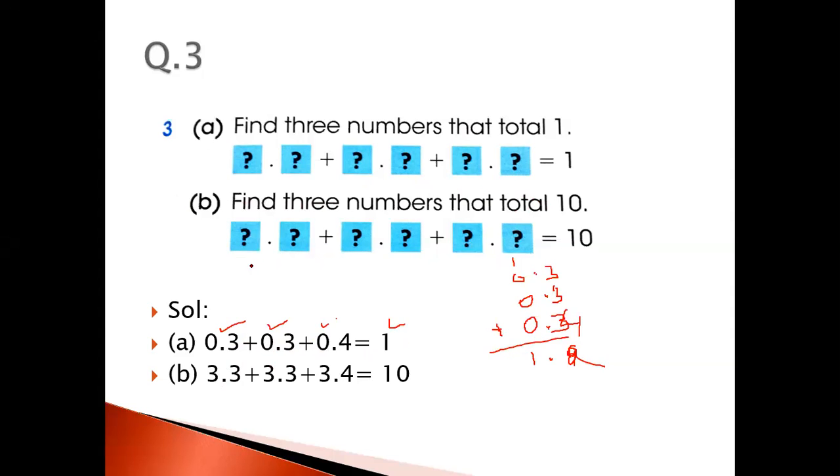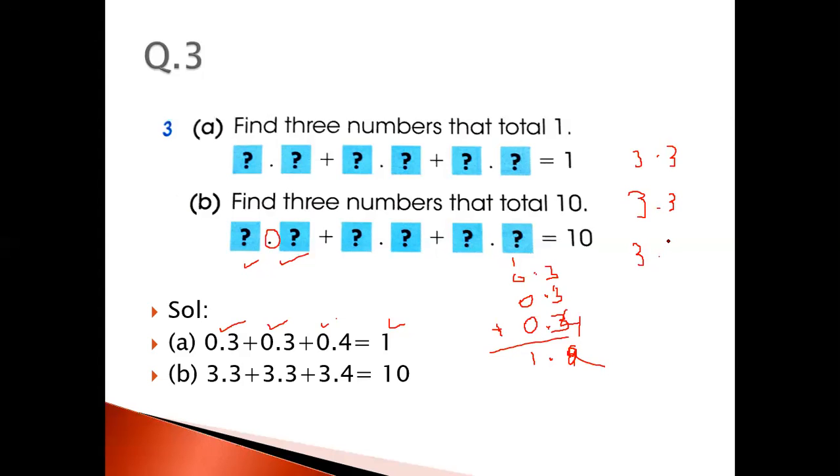They said to find three numbers whose total gives 10. Here you can see two boxes are empty, this one and this one, and between them the decimal point is here. So we are going to find the numbers in such a way that the three numbers give an answer equal to 10. Let's see the numbers we have written here. First number is 3.3. Another number is 3.3. Then another number is 3.4.